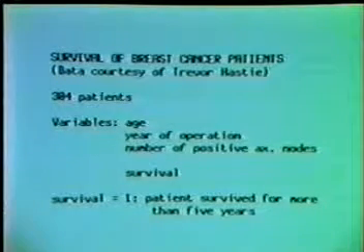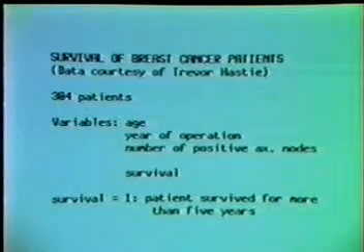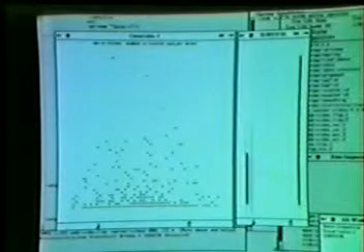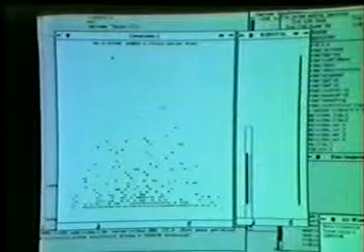Let us draw a scatter plot of number of axillary nodes versus age and a histogram of the response. The scatter plot shows age on the horizontal axis and number of positive axillary nodes on the vertical axis. To see whether there is a difference between the survivors and the non-survivors in those 2 variables, let us highlight one of the 2 groups by painting one of the histogram bars. I have highlighted the non-survivors.